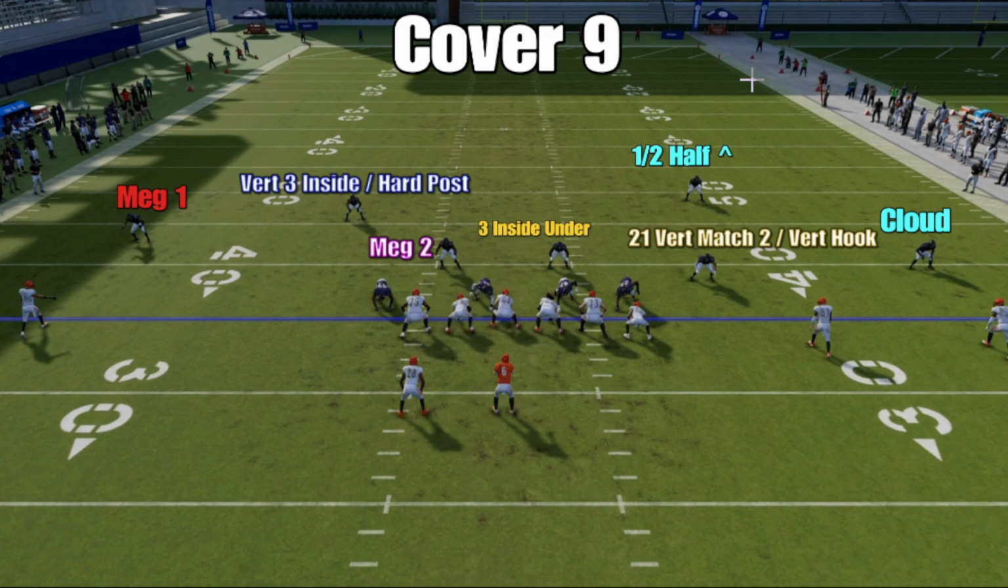Okay, so now we can get into cover 9, and this is definitely a full field concept, because we're stealing the backside safety to help out on the front side.